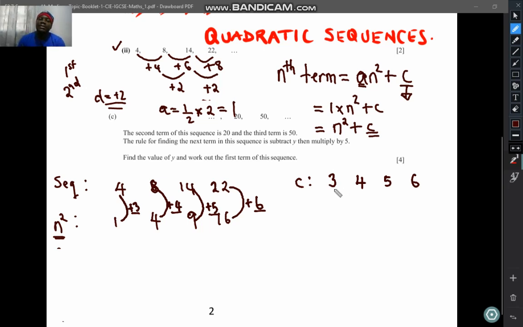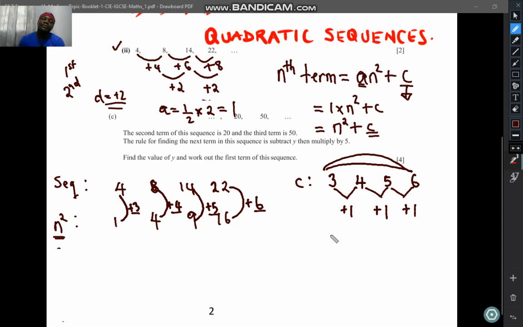So if you look at the difference between 3 and 4 here, this is +1. The difference between 4 and 5 is still going to be +1, and then that difference would be +1. So this is what C is all about. C is giving us this equation here. So we need to find the nth term for these numbers here.